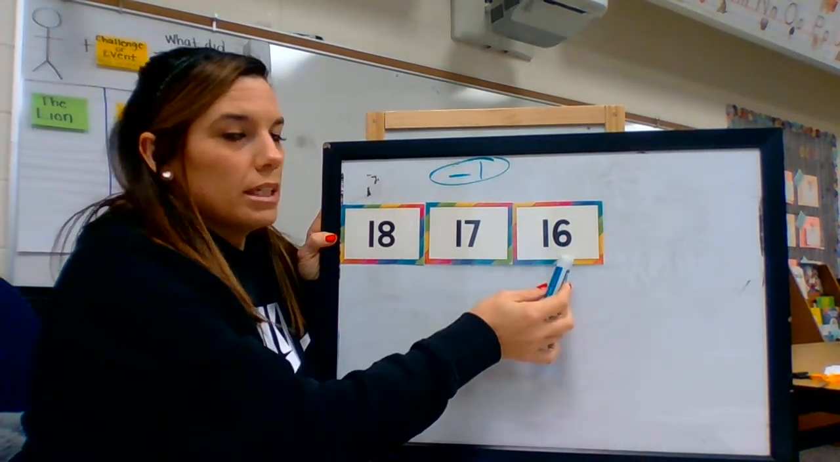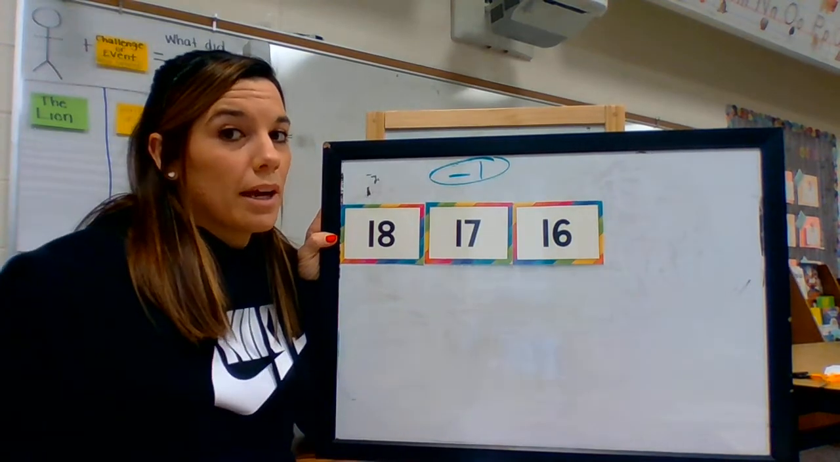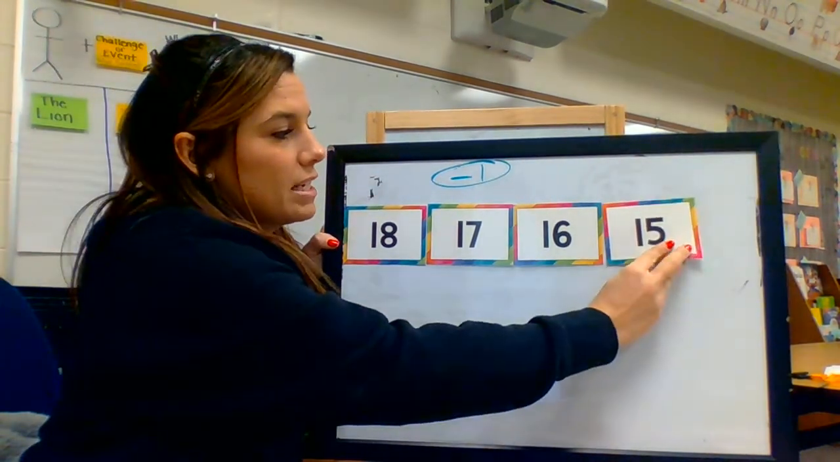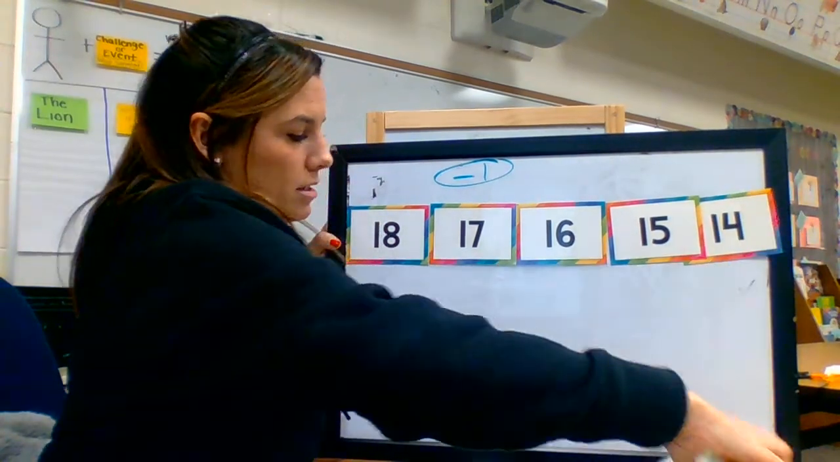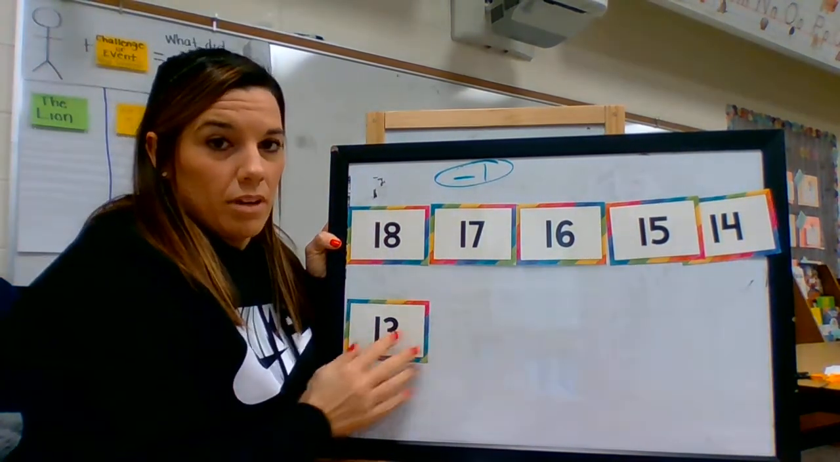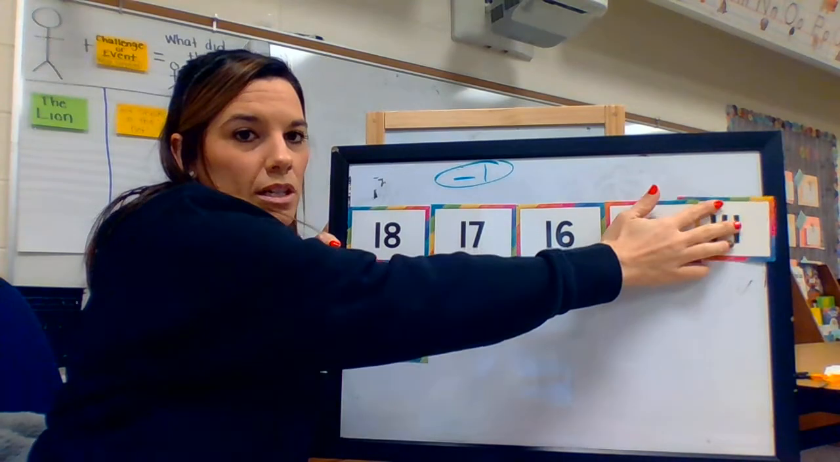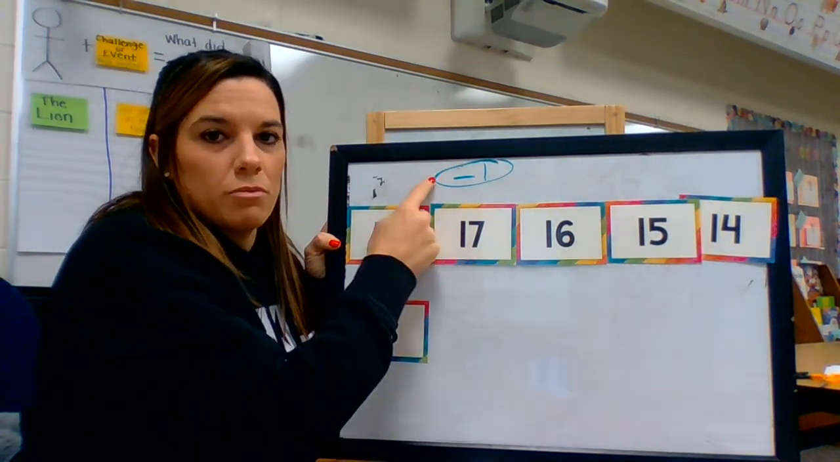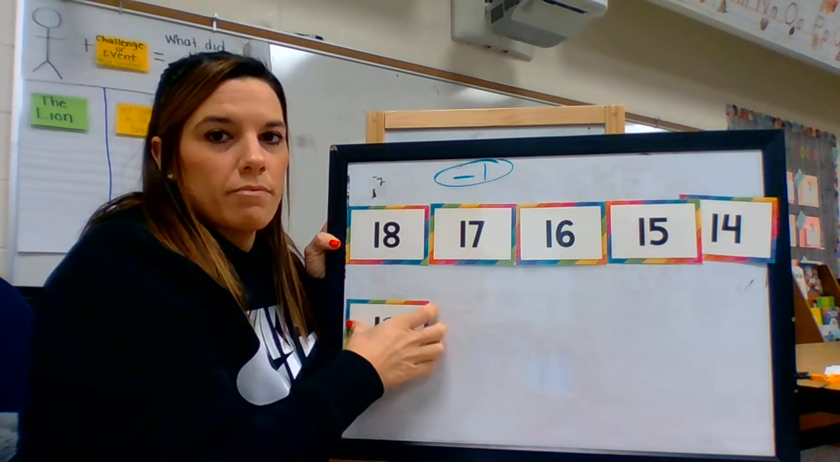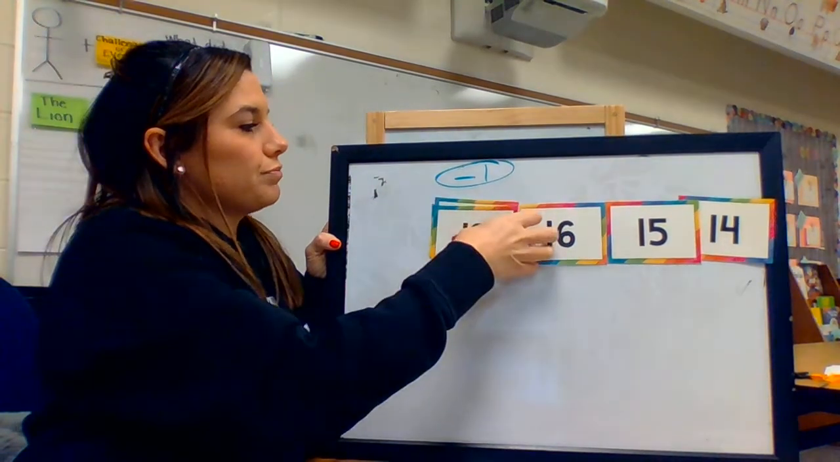Let's figure out what three numbers would come next in our pattern. 18, 17, 16, count with me, 15, 14, 13, right? So those would continue on in my number pattern, okay? Because my number pattern is getting smaller by 1s.